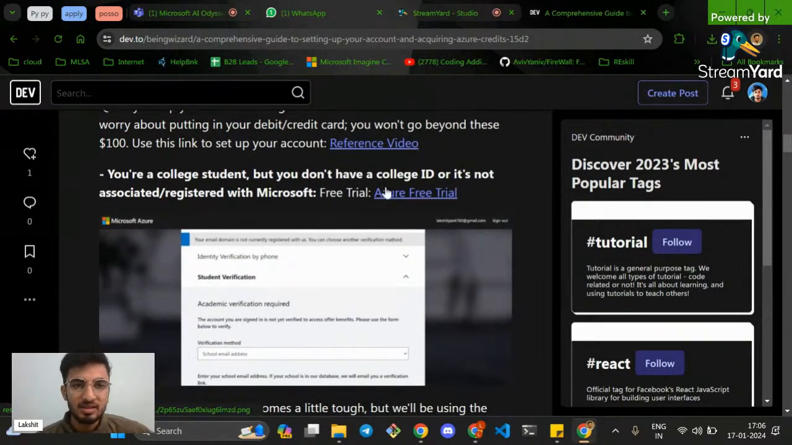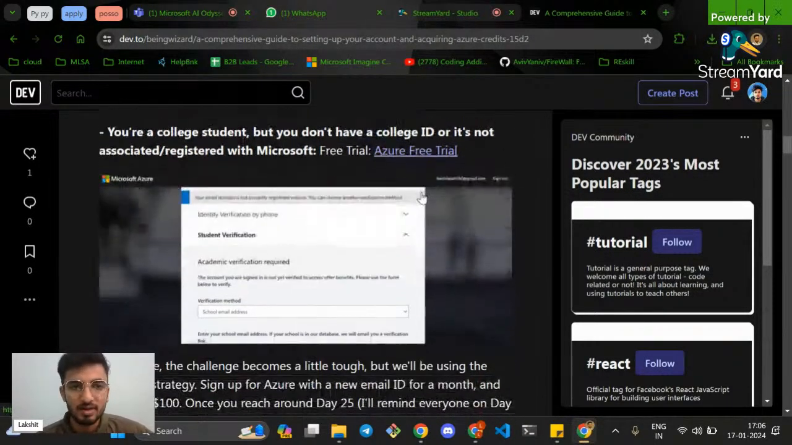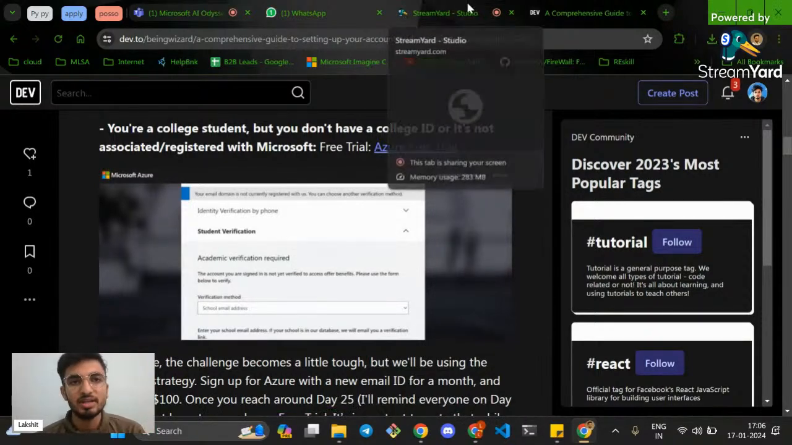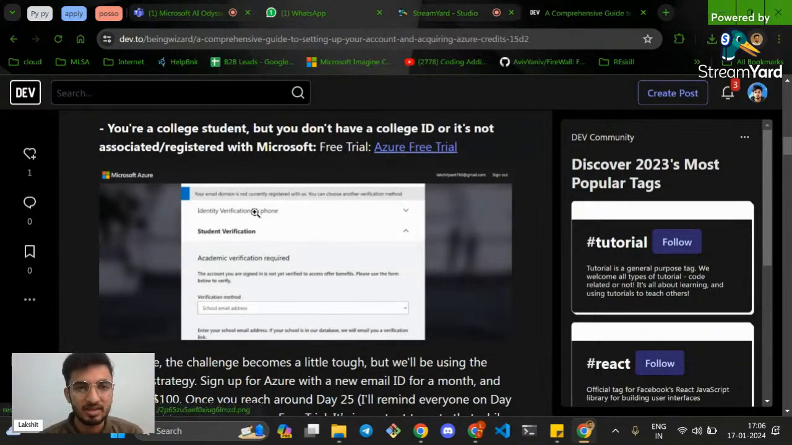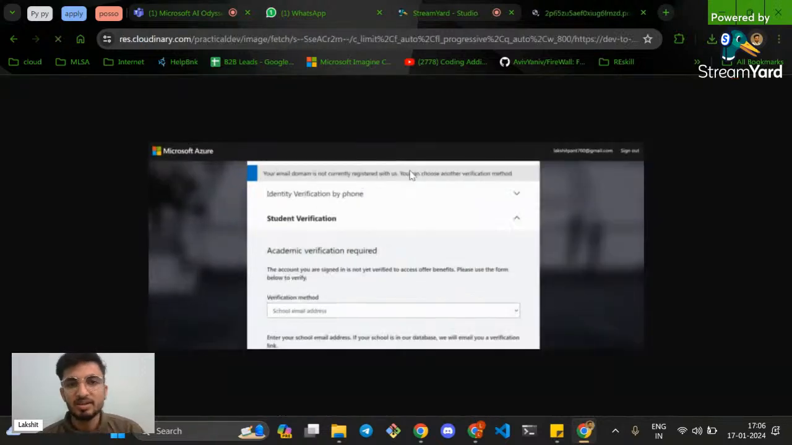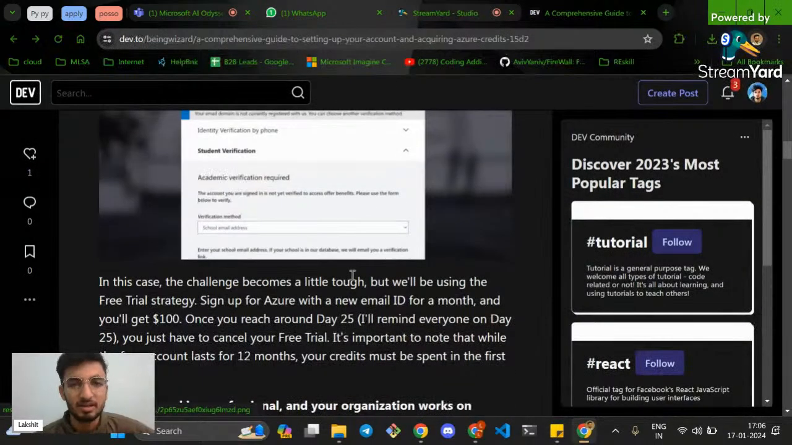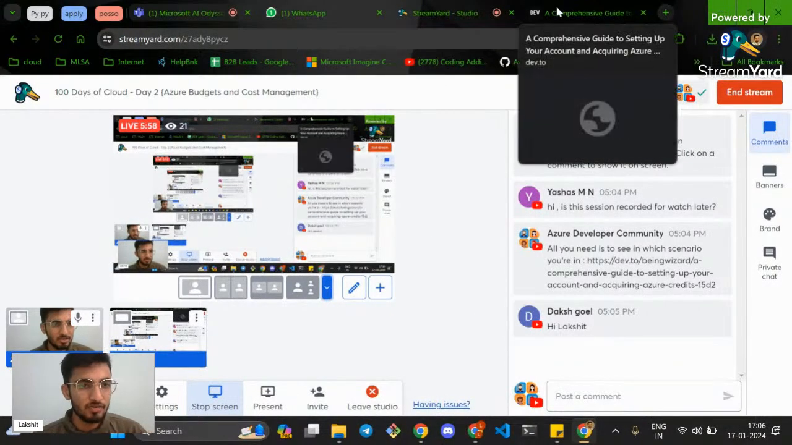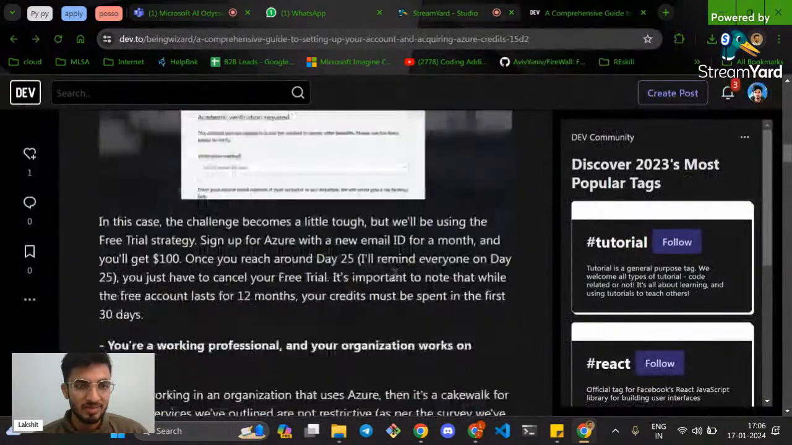The second scenario is, if you are a college student but you do not have a college ID, or maybe your college is not registered, you will get a message saying your email domain is currently not registered. When I was in college, my email domain was not registered with Microsoft, so I wasn't able to get Azure credits for students.